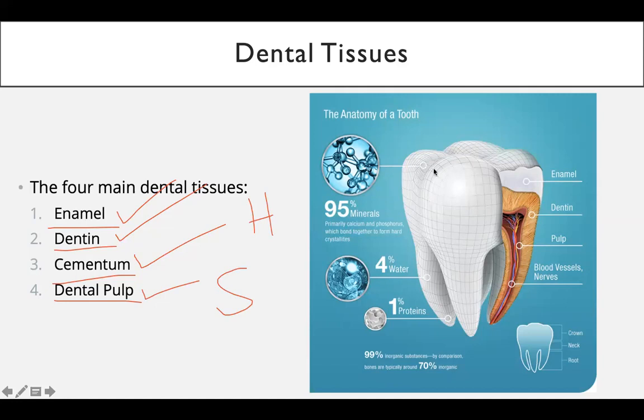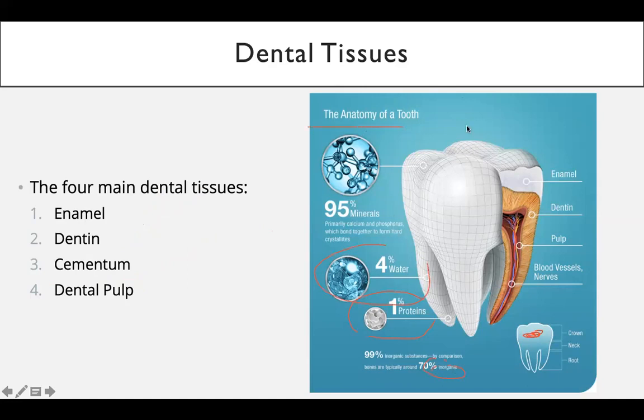So what's here? On the right side, we have a crown, the neck and root, basically crown and root, and then inside there is pulp, and inside there is pulp cavity. Enamel is made up of 95% mineral as compared to other bones, which are made up of 70% inorganic minerals. Then there is 4% water and 1% protein.